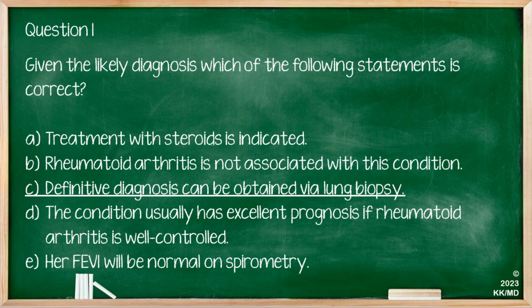Rheumatoid arthritis is associated with this condition and in fact is the commonest cause among the connective tissue diseases that could lead to this condition. The condition doesn't have an excellent prognosis even if you have the underlying condition such as rheumatoid arthritis very well controlled. And FEV1 will normally show an obstructive pattern as opposed to a normal pattern on spirometry.